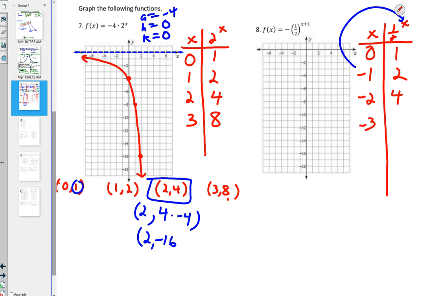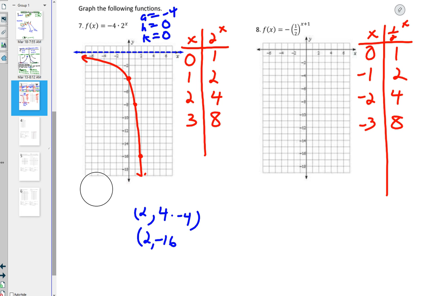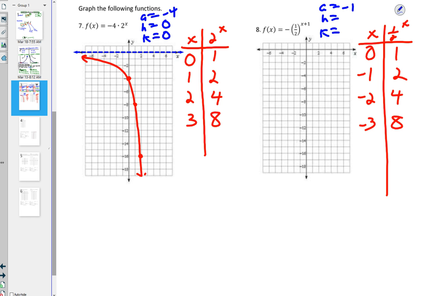And then what's 1/2 to the -3 power? If you're somebody that's overly reliant on a calculator, the calculator will take care of you. If you put this into the calculator, it'll tell you what 1/2 to each of these powers is. So now I'm going to use these as my starting points. But I need to know what my transformations are. So let's identify A, H, and K. What's A here? -1. What is H here? Coincidentally also -1. And what's K? K is 0.